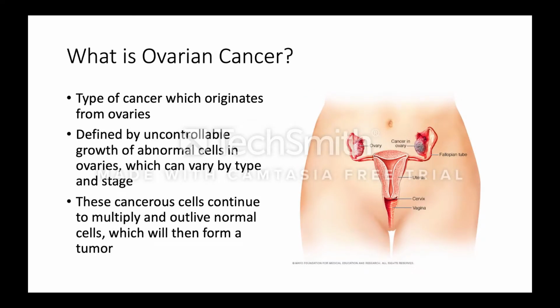What is ovarian cancer? Ovarian cancer is a type of cancer which originates from the ovaries, defined by uncontrollable growth of abnormal cells in ovaries, which can vary by type and stage. These cancerous cells continue to multiply and outlive normal cells, which will then form a tumor. There's a picture of the tumor here.